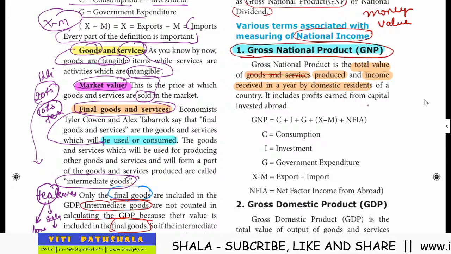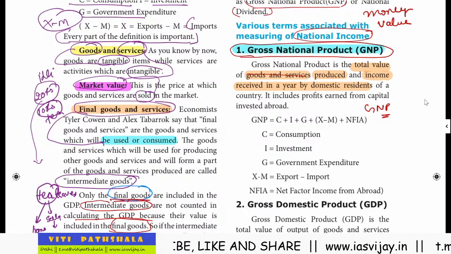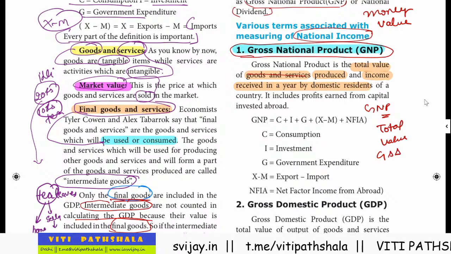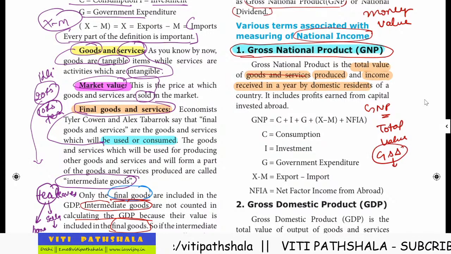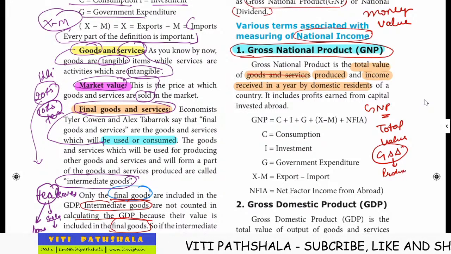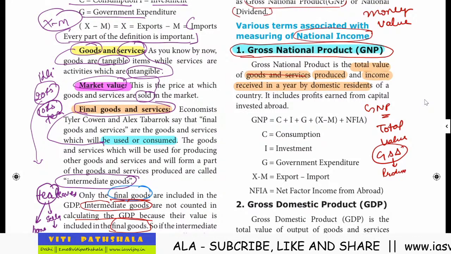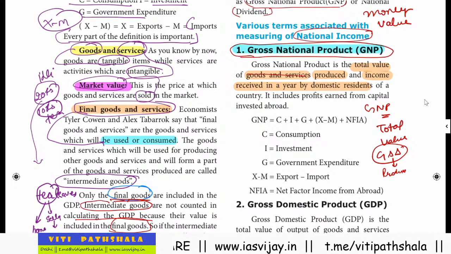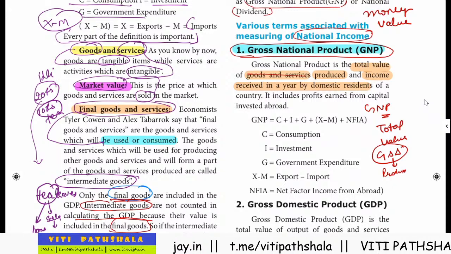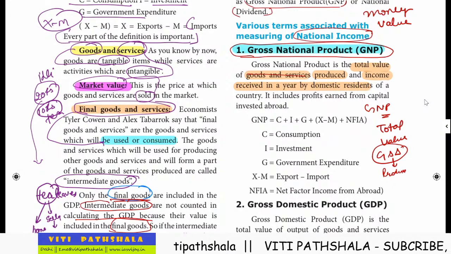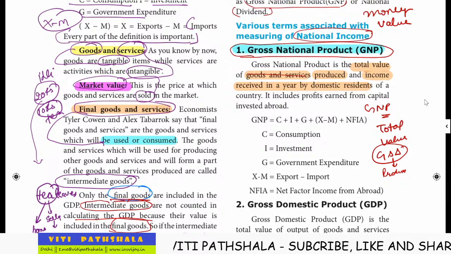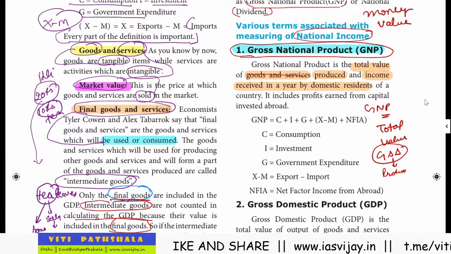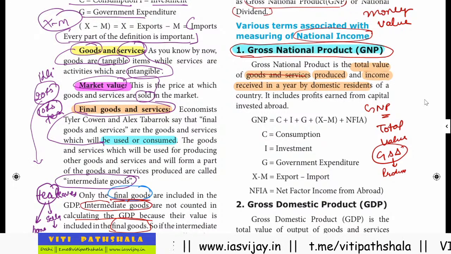Now GNP is equal to the total value of goods and services which are produced and income has been received. They have sold also, and the money has been received in a year by the domestic residents. Now it includes the profit earned from the capital invested abroad also. So remember that. Now what would be the formula of the GNP?